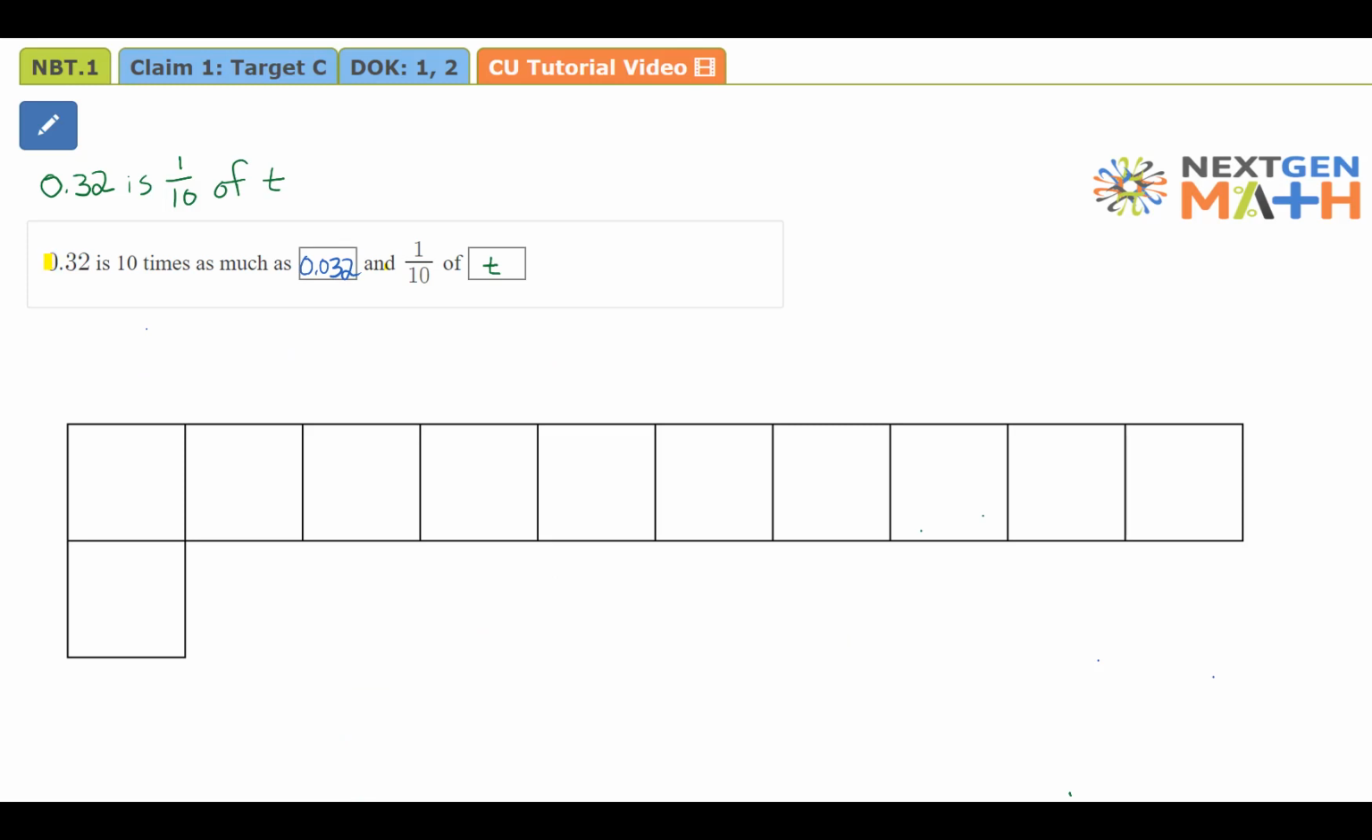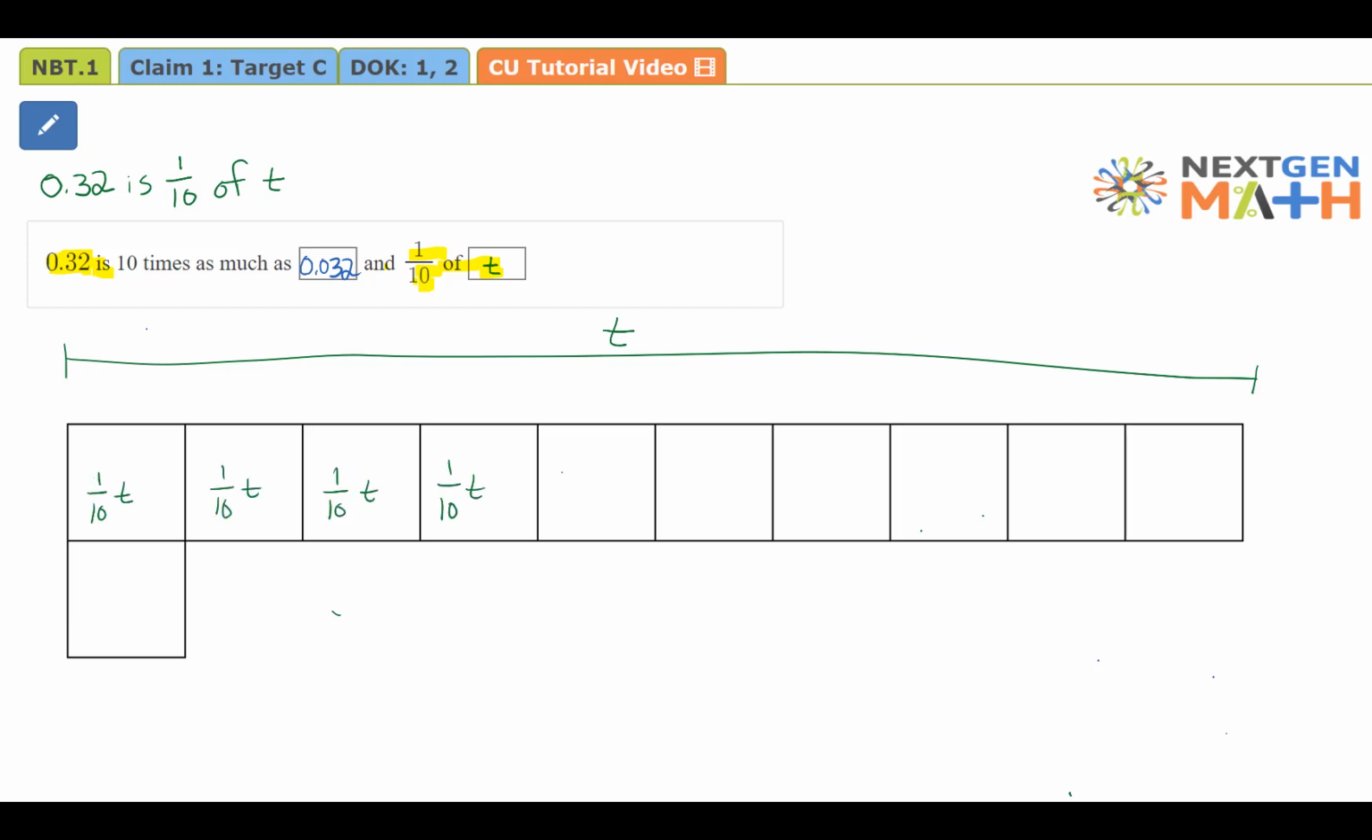So the second problem reads 32 hundredths is 1/10 of t. Suppose we're going to use this model, and let's say the whole distance from here to here, that represents t. So since there's 10 squares here, each square is going to represent 1/10 t. And what the problem reads is this. The problem, 32 hundredths is 1/10 of t. And so another way we can write this would be 32 hundredths is equal to 1/10 t.